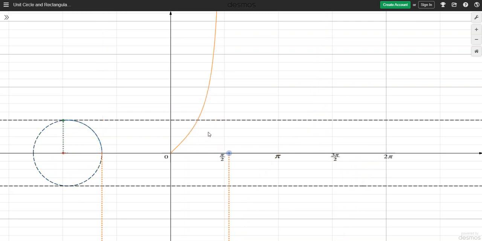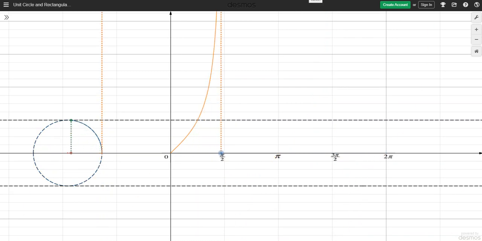Okay, now that doesn't mean the domain is actually all real numbers, because if you notice, for all the odd multiples of pi over 2, that's where a vertical asymptote occurs. So unlike sine and cosine, the domain is not all real numbers. It's all real numbers other than the odd multiples of pi over 2. Okay, so that is how we get the graph of tangent.